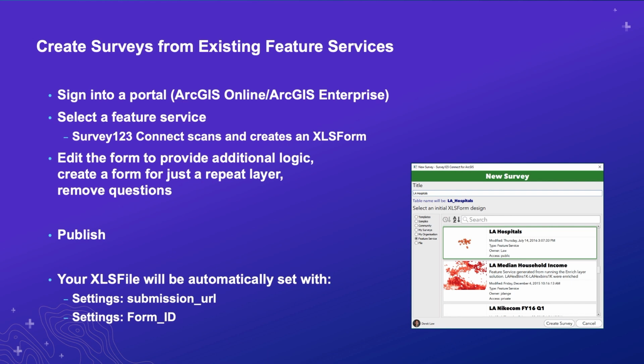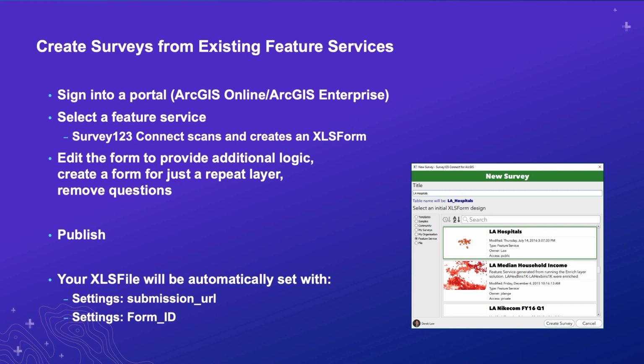Let's start with creating a survey using an existing feature service. Survey123 Connect actually makes this pretty easy. First, in Survey123 Connect, log into your ArcGIS organization, whether it's ArcGIS Online or ArcGIS Enterprise. Select the Create New button to start a new form, and then select the feature service option. Connect will then list the feature services you can access. Select the feature service and then create survey.